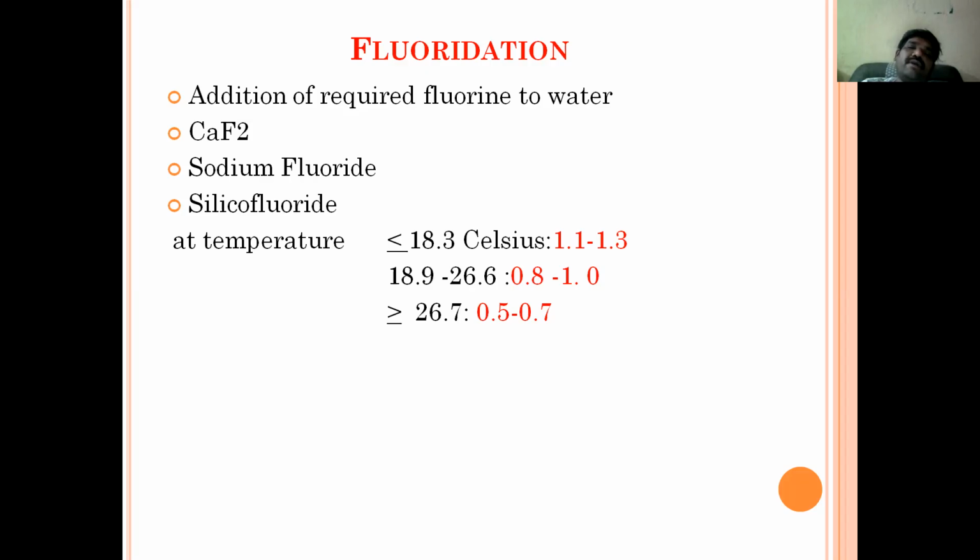0.8 to 1.0. That means we can say that above 18.3 Celsius, we should add the concentration at 0.8 to 1.0. And if the temperature is greater than 26.7 degrees Celsius, we must add 0.5 to 0.7 in the range.